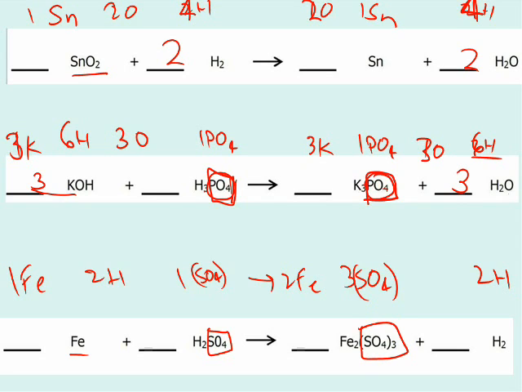Let's balance the sulfates. So put a 3 there because there's 3 sulfates here, so we'll put a 3 here. That makes it 3 sulfates, but it makes it 6 hydrogens. So to make 6 hydrogens here, we'll put 3 there. Now, the only thing that is not balanced is the iron. And that's easy. Just put a 2 here.